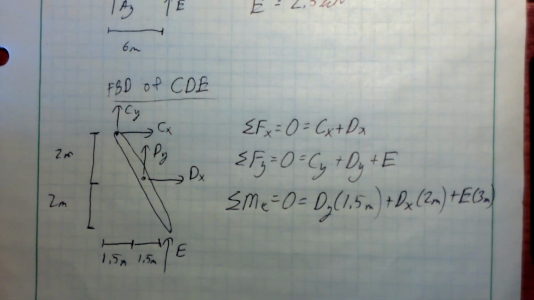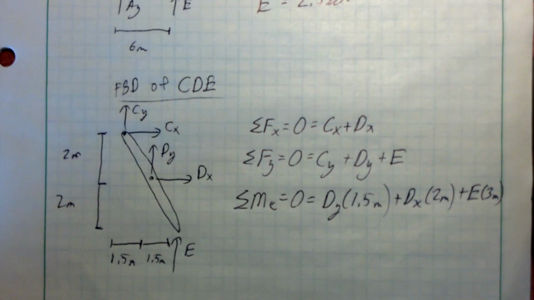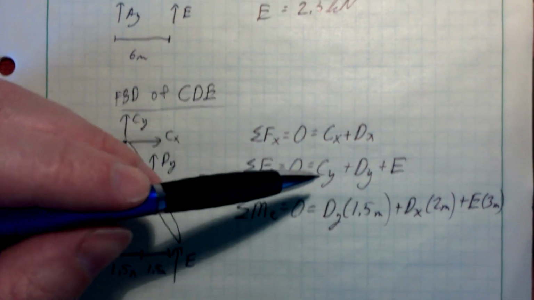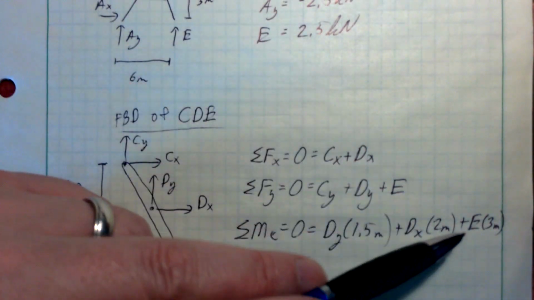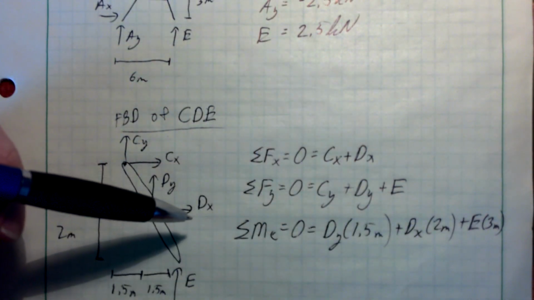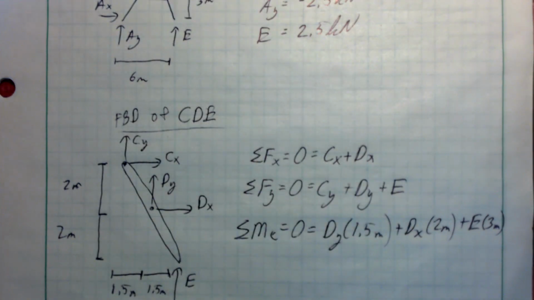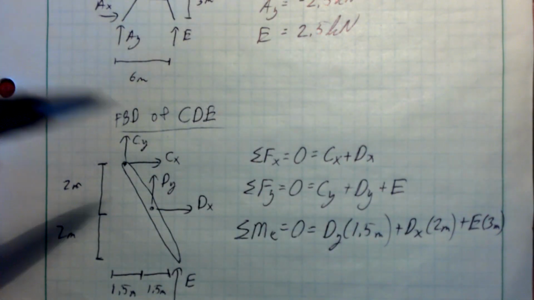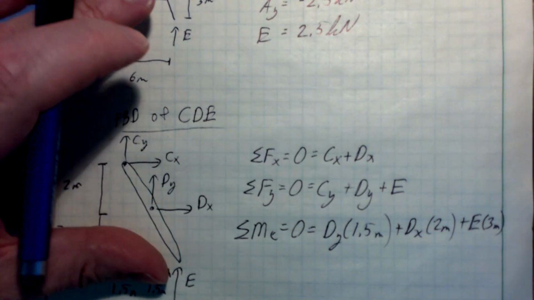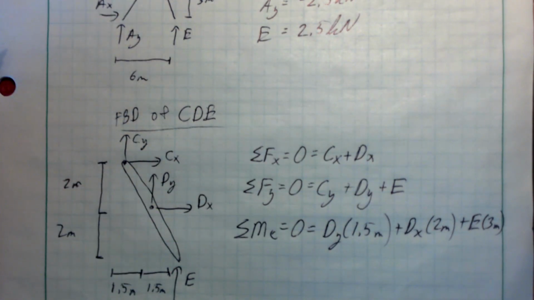Okay, so 3 equations, 4 unknowns, because I do know E, so I can plug E in there. But I still have 4 unknowns: DX, DY, CX, CY. I knew I could only write 3 equations here with 4 unknowns. I knew I couldn't solve it right off. So what else can I do then?